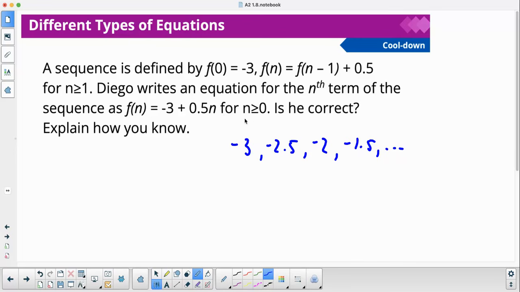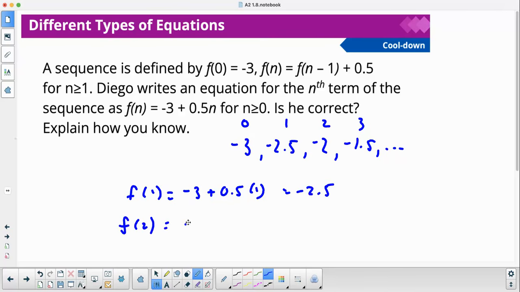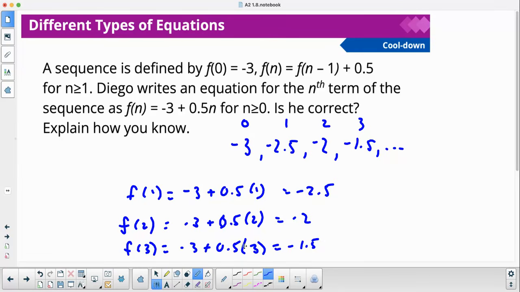All right, well, let's just see here. This is term 0, because we start with the 0 term. 1, 2, 3. Let's just test it out. What would f of 1 be? F of 1 here would be negative 3 plus 0.5 times 1. That works. What would f of 2 be? I'll use my formula here. I just plug in 2 right there. Negative 2, that works. F of 3. Looks like it works. F of 3, negative 1.5, yeah, that works.